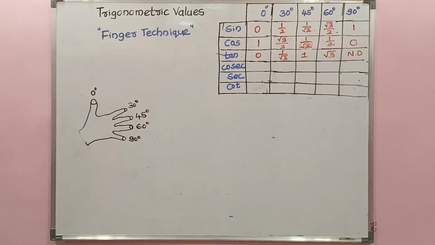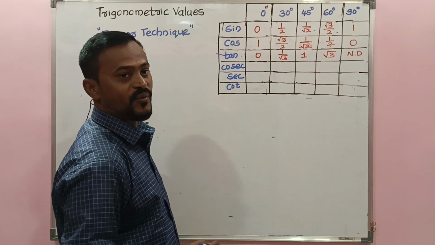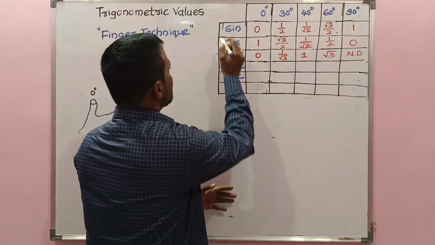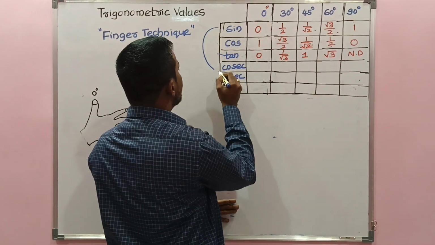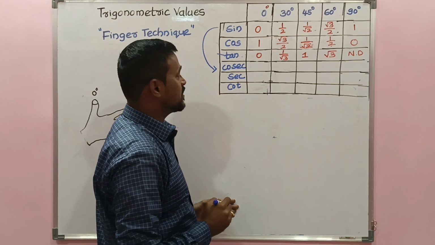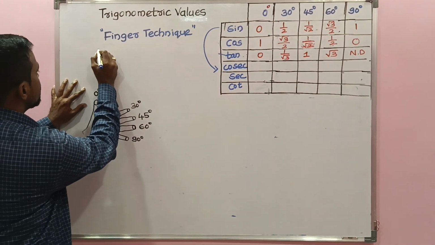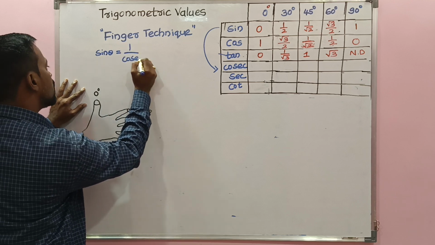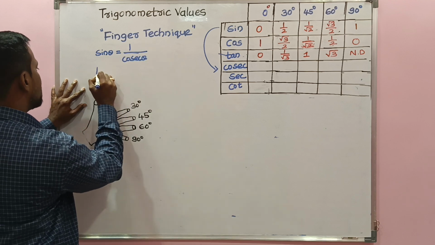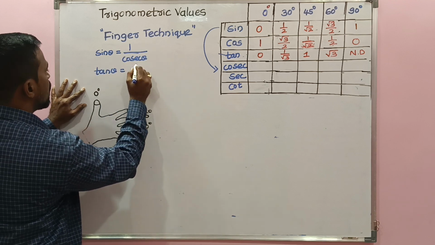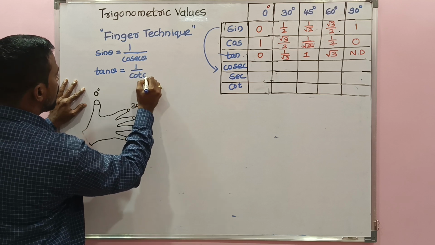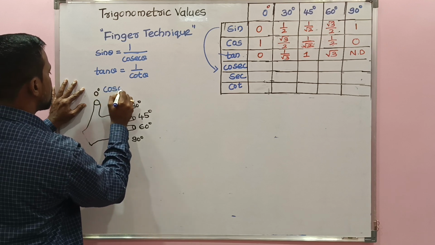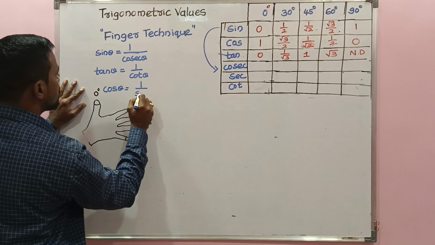Now, very interestingly, we are left with 3 more trigonometric values. For these trigonometric values, we need not go for this finger technique. We already know the inverse of sine is cosec theta. Remember, sine theta is nothing but 1 divided by cosec theta, and tan theta is nothing but 1 divided by cot theta. Similarly, cos theta is nothing but 1 divided by secant theta.